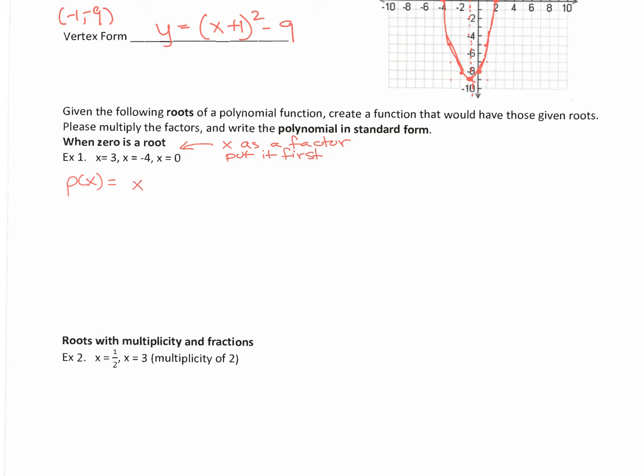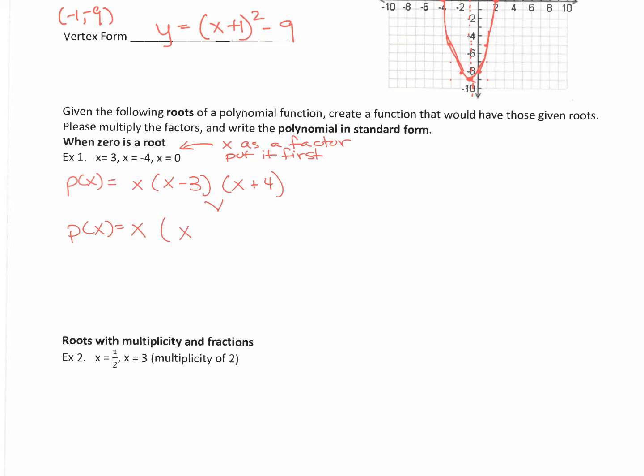And then I have an x equals 3. So I know my factor that goes with that would be x minus 3. And I have an x equals negative 4. So I know my factor that would give me that root would be x plus 4. So now my job is to multiply this out. You can really multiply it out in any order. Multiplication is commutative. I like to do my FOIL or box method first, and then I distribute my x. So if you need to FOIL or box, do that out to the side.